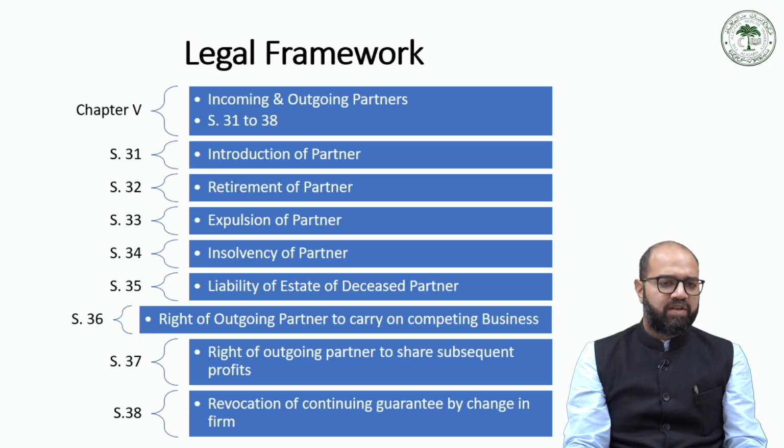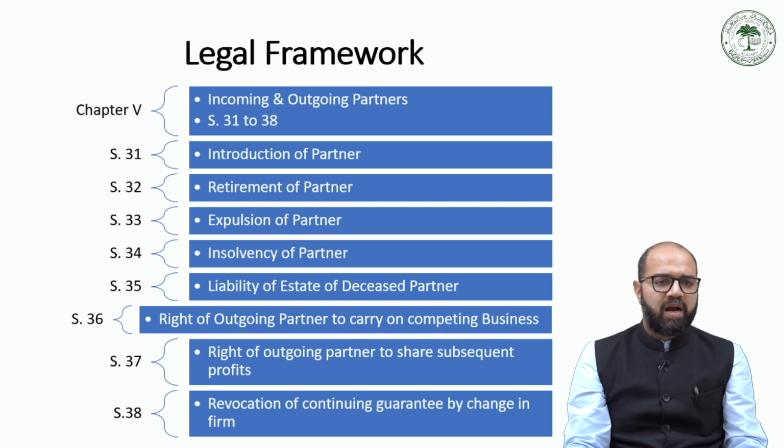Then we have Section 36, where there are certain rights of outgoing partners, such as to carry on business which may compete with the business of the firm in which they were earlier partners. We have Section 37, the right of an outgoing partner to share subsequent profits. Then Section 38, revocation of continuing guarantee by change in firm.